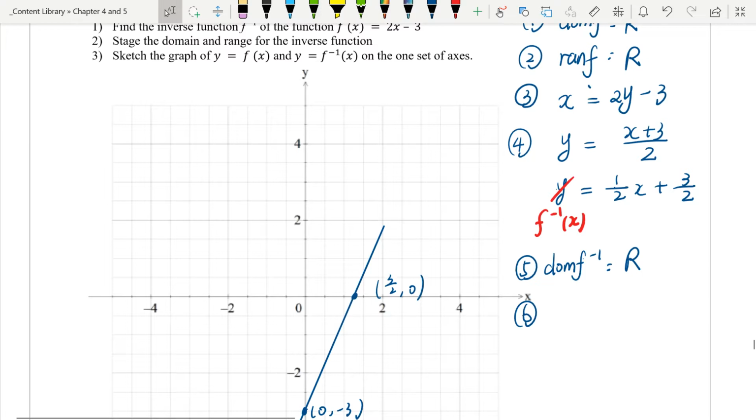But when there's restrictions, that's a different story. So you better have the habit of writing it down. Okay, so range of f inverse is the domain of f. Back to step number 1, that's R.